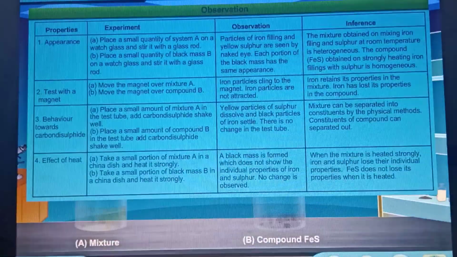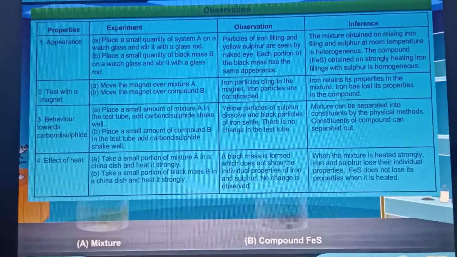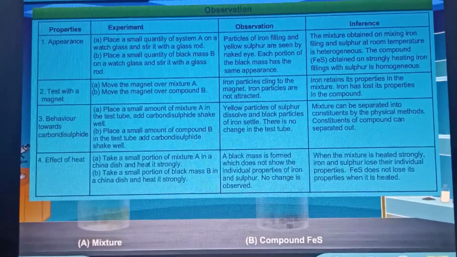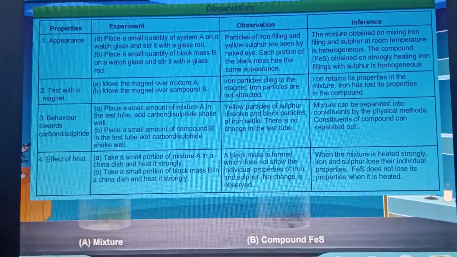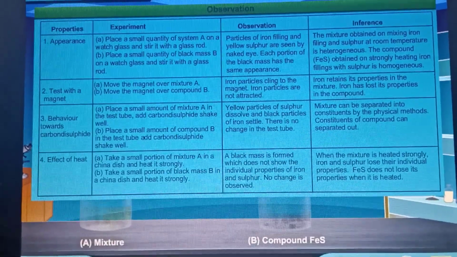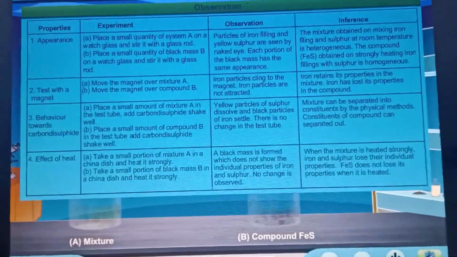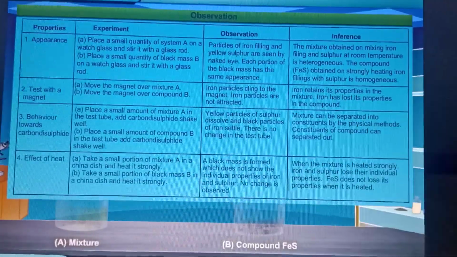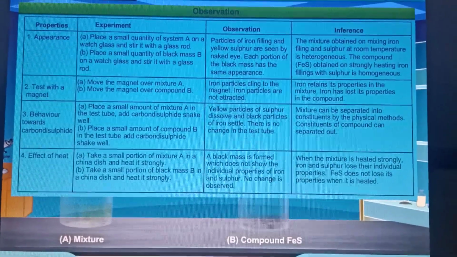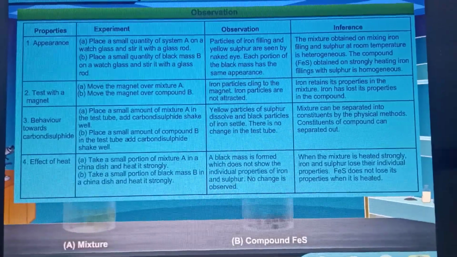Observations: properties, experiment, observation, inference. 1. Appearance. A. Place a small quantity of mixture A on a watch glass and stir it with a glass rod. B. Place a small quantity of black mass B on a watch glass and stir it with a glass rod.